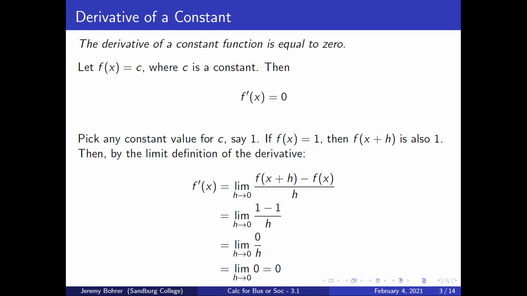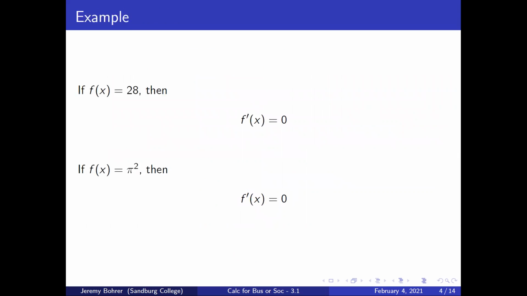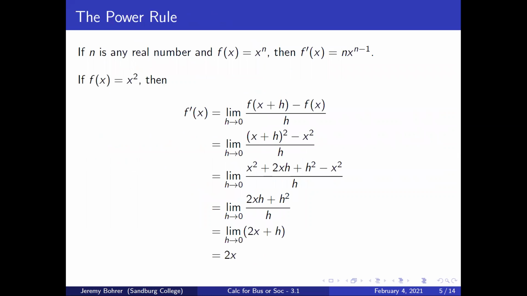Then by the limit definition of the derivative, f prime of x equals the limit as h approaches 0 of f of x plus h minus f of x over h, which is equal to the limit as h approaches 0 of 1 minus 1 over h, which is the limit as h approaches 0 of 0 over h, which is the limit as h approaches 0 of 0, which is equal to 0. For example, if f of x equals 28, then f prime of x equals 0. If f of x equals pi squared, then f prime of x equals 0.